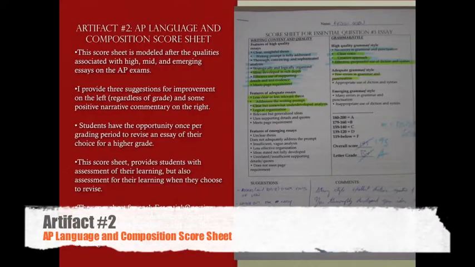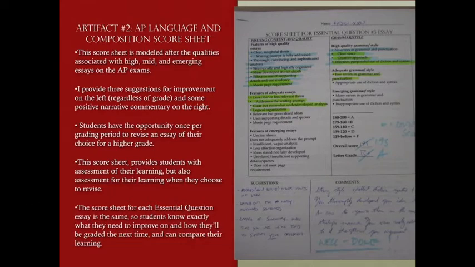The second thing I'm going to show you is a different type of score sheet. I use this with my AP Language and Composition class, which is mostly 11th and 12th grade students. It's not in rubric form, which was kind of weird to me at first. It's actually a format that I got at an AP workshop, and it's worked out really well. It's modeled after the qualities of high quality, mid quality, and low quality essays on the AP test. And some of the language mirrors what's on the AP rubrics.